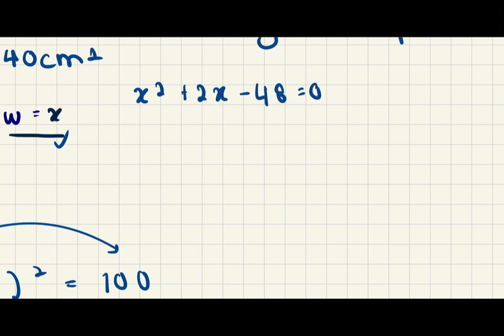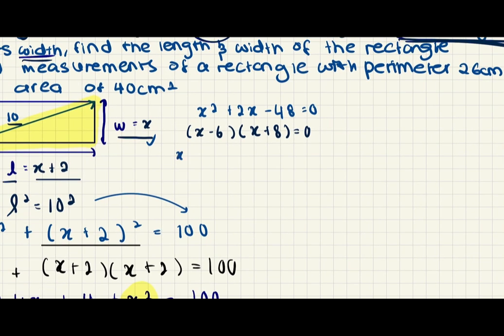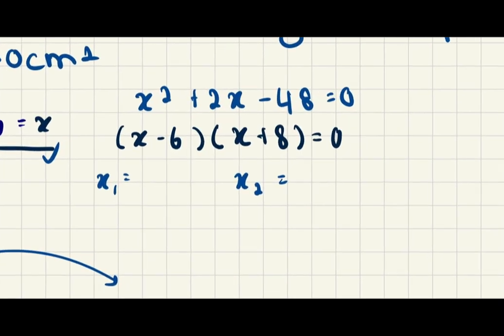So now you have it in this form, and you factorize it. There is a way to factorize quadratics in the calculator, okay? But you're going to have to do more research on that one. But you will end up with x minus 6, x plus 8, which is equal to 0. So here you can straight away look at the values of x. There is x1, there is x2. Okay? So how do you do this?